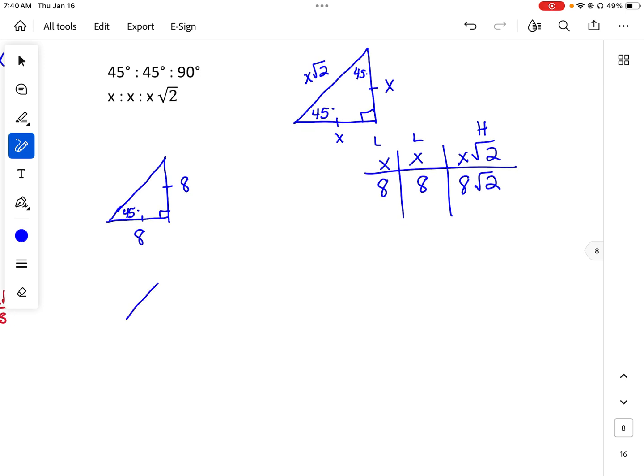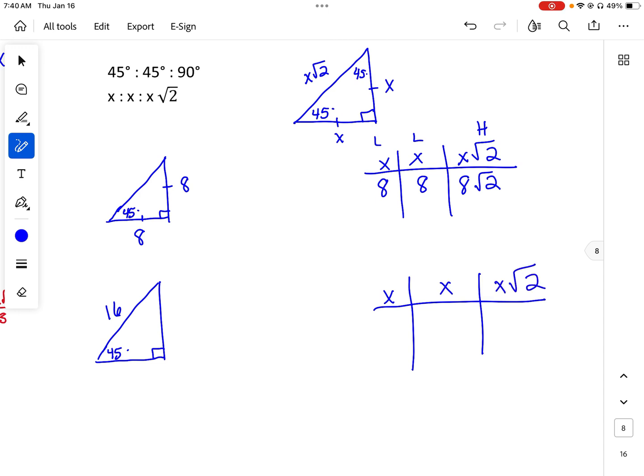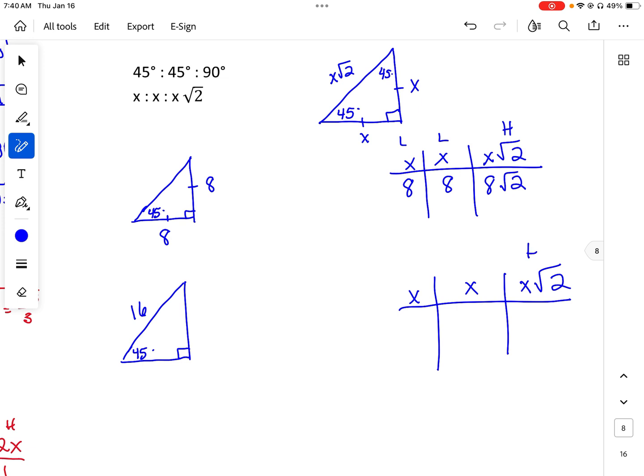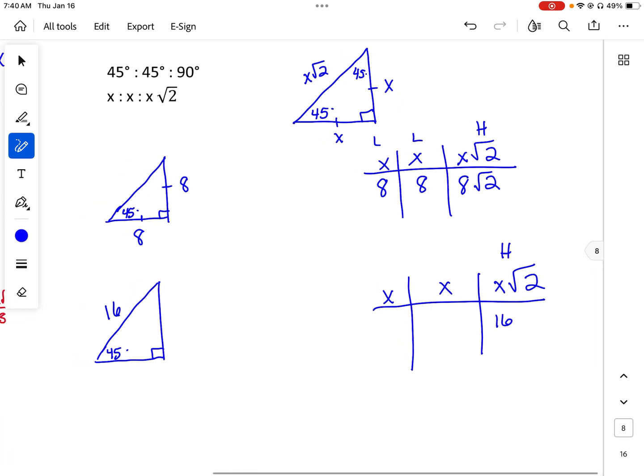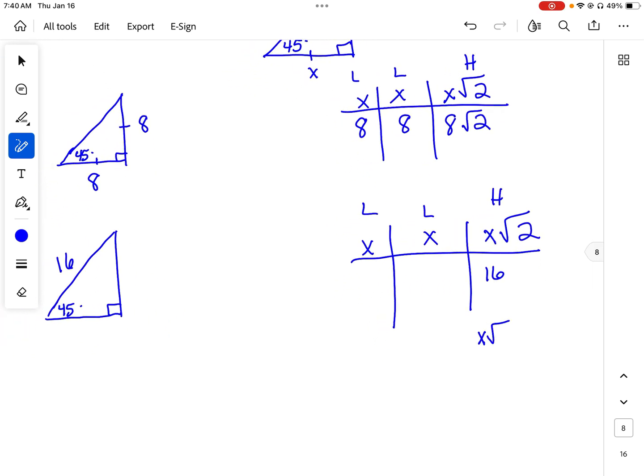Okay, let's do another one. Let's say that our hypotenuse is 16. I'm going to use that table to help me. So I know the hypotenuse is 16. I'm going to use that to find my two legs that are the exact same. So I'm going to write x square root of 2 equals 16. I need to solve it out. So divide by square root of 2. So x equals 16 over square root of 2.